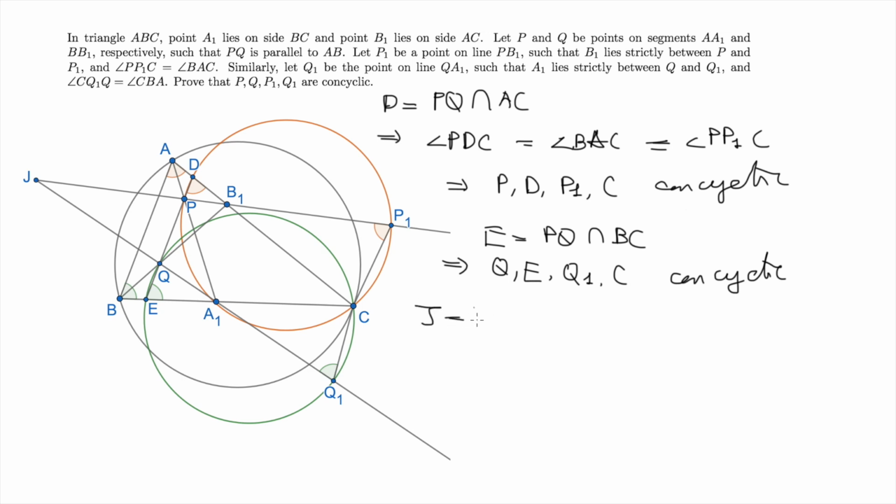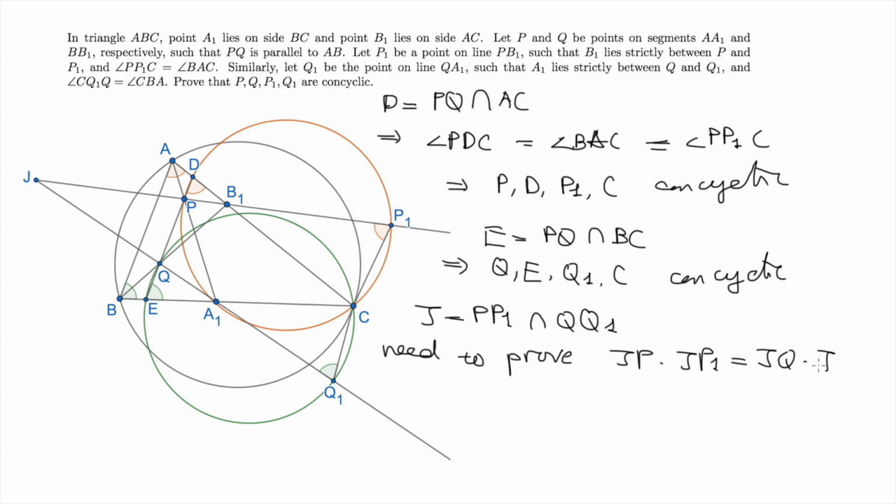Next, I'm going to introduce a new point J as the intersection of PP1 and QQ1. So in order to prove that P, Q, P1, and Q1 are concyclic, it is sufficient to show that JP times JP1 equals JQ times JQ1. And this is just another way of saying that J lies on the radical axis of these two circles, the circle PDC and the circle QEC.